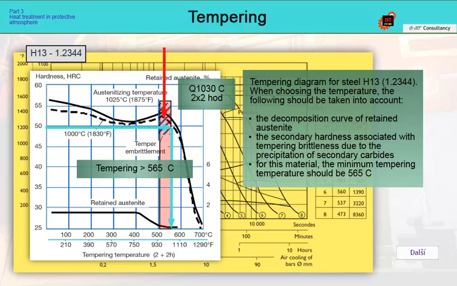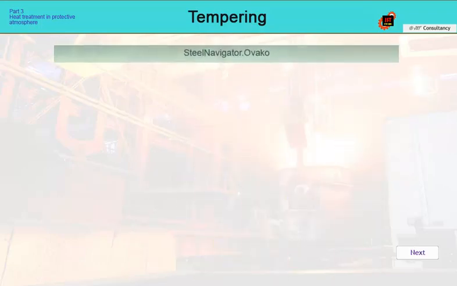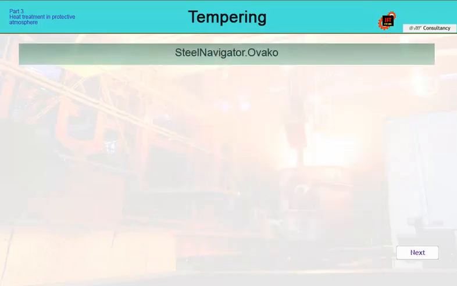This is very important for steels for hot work, since both retained austenite and secondary carbides reduce toughness and increase the susceptibility of the steel to thermal fatigue cracks. If we cannot find the tempering curve for a given steel, there is a very useful tool from Ovaco. We can try it right away.